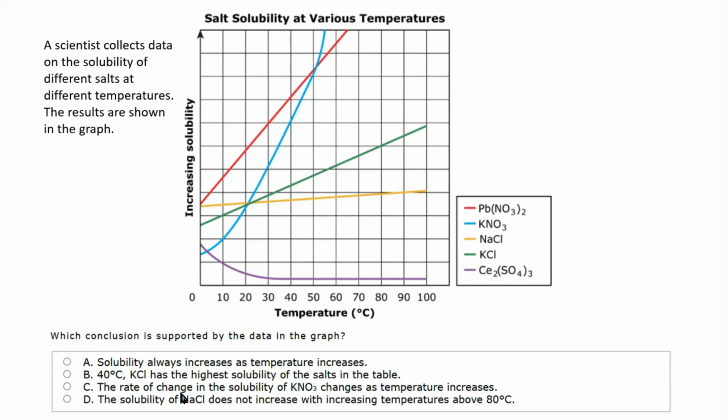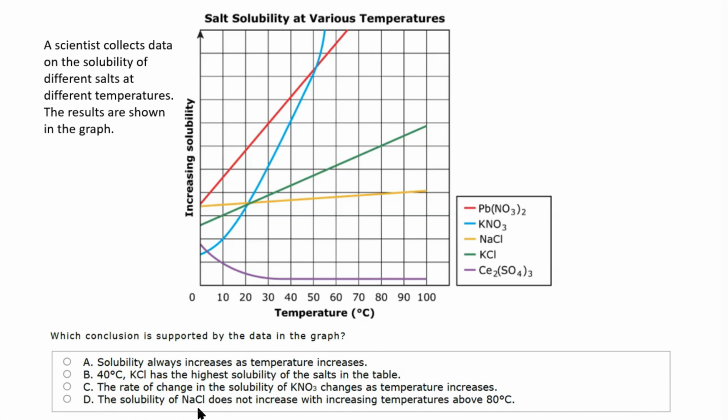Next is the rate of change of solubility of potassium nitrate changes as the temperature increases. Potassium nitrate is this one. You can see that the rate of change of solubility of potassium nitrate is increasing as the temperature increases. So that is clear, and it matches with the graph. So the answer could be C, but you have to check D also.